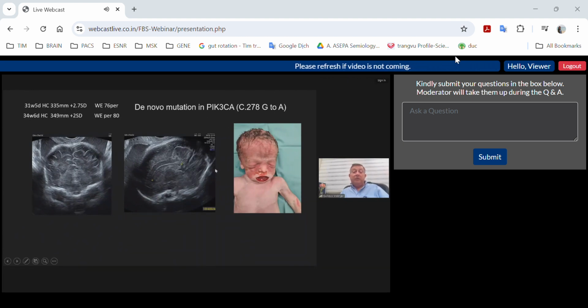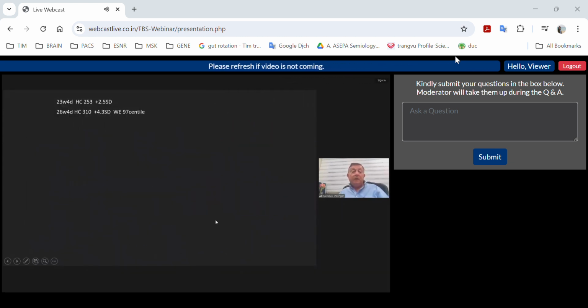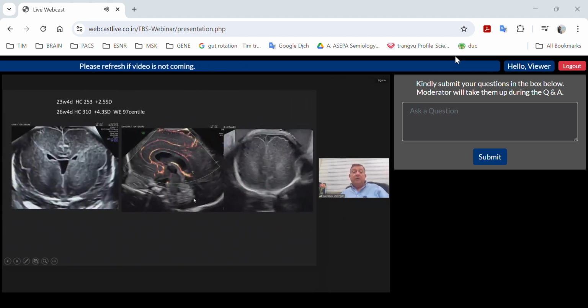And this case turned out to be a de novo mutation in PIK3CA that we reached the diagnosis before termination of pregnancy. This is why we terminated. The head circumference at birth, the brain weight was plus 4.6 standard deviations, abnormal brain, also in the cerebellum they found polymicrogyria, and they had multiple vascular anomalies with facial dysmorphism.